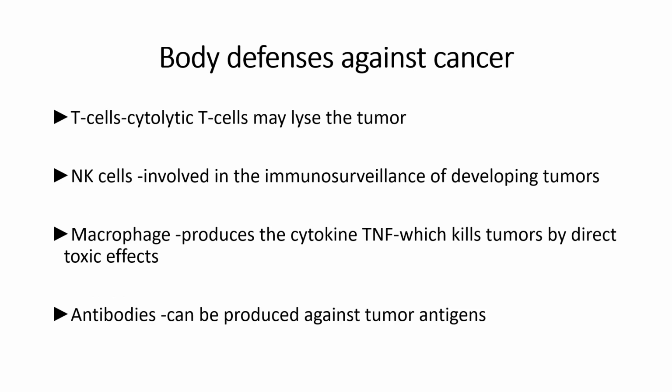There are a number of ways that your body defends itself from cancer. The T cells, specifically the cytolytic T cells, may lyse the tumor. The natural killer cells are involved in the immunosurveillance of developing tumors. The natural killer cells watch out for potential tumor cells. The macrophage produces the cytokine tumor necrosis factor, which kills tumors by direct toxic effects. And then finally, we have antibodies that can be produced against tumor antigens.